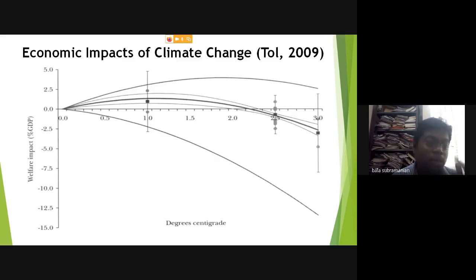For example, top 5%, 2.5%, 0, then minus level, negative, in the positive or negative. So once 0.5% of global warming, what will happen to global GDP? 1%, what will happen in the GDP? 1.5% global warming, 2% of global warming, 2.5% of global warming. What will happen in the economic welfare?